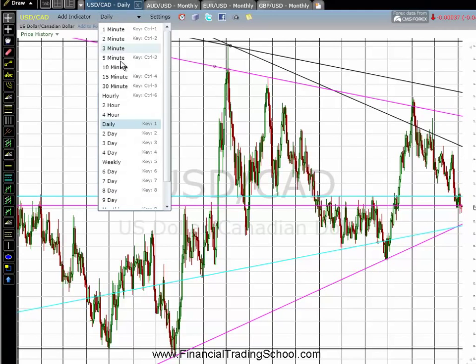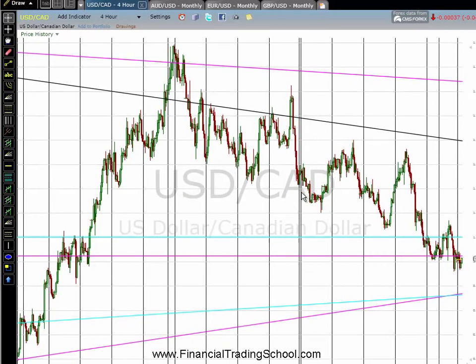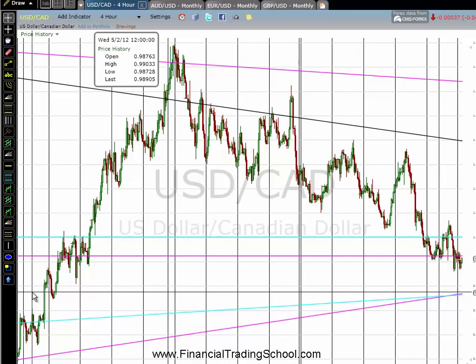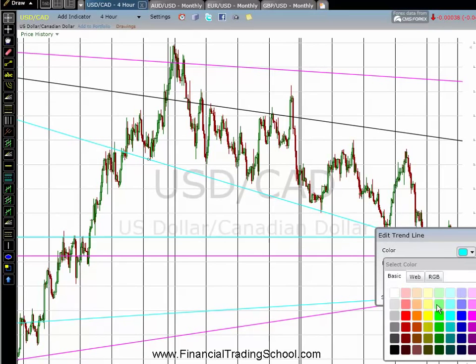So let's just switch to the H4 now, the 4-hour chart. Now we're going to be using red, and see, this is how far back you can see. You can only see back to the beginning of May, so just a few months. So I want to draw these trend lines here. Draw something like that, and we're going to change this to red.